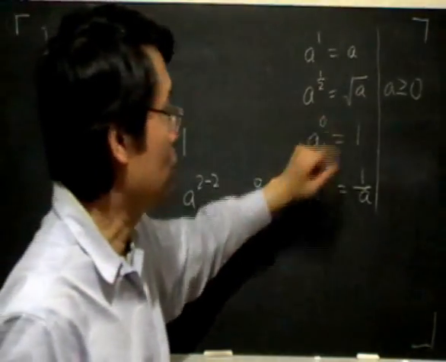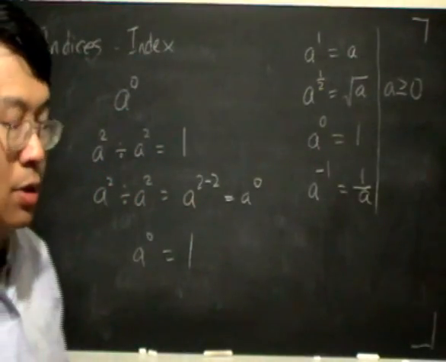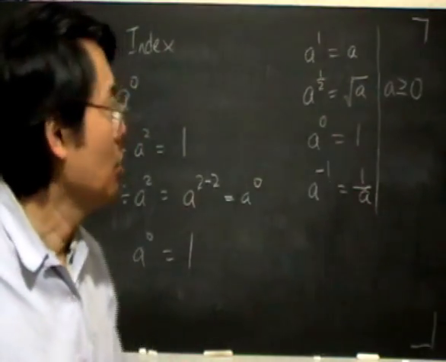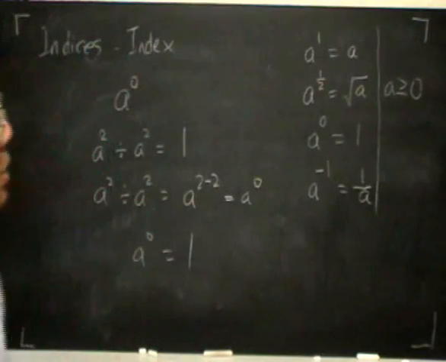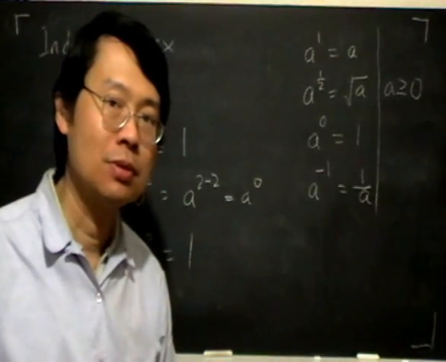Now a to the power of 0. Let's ask the question, what if? What if a is 0? What is 0 to the power of 0?